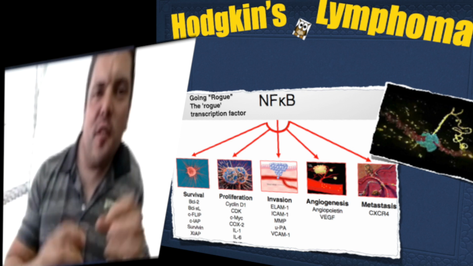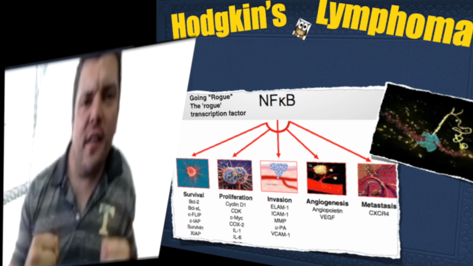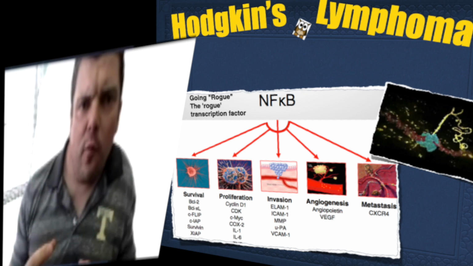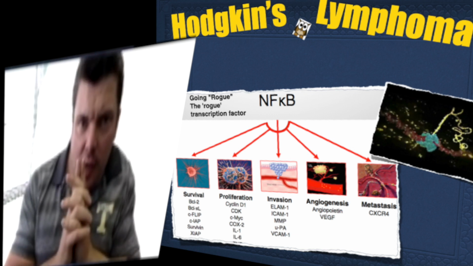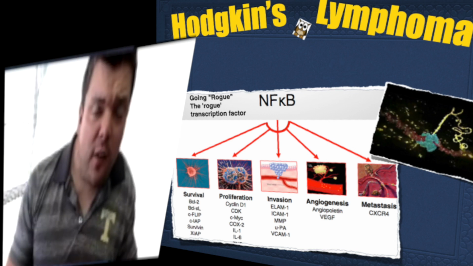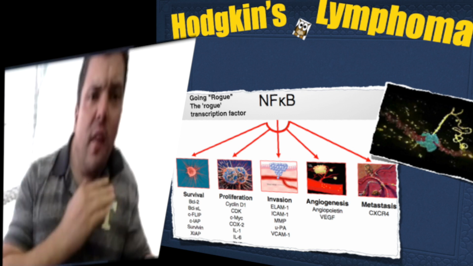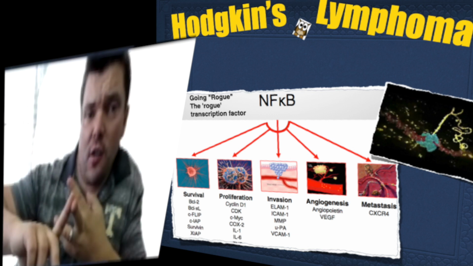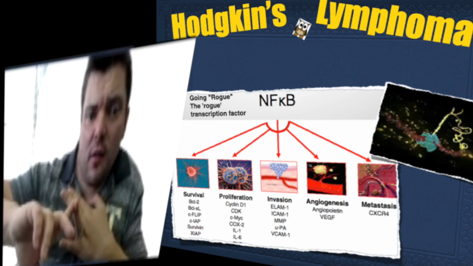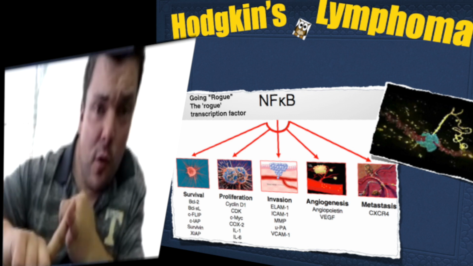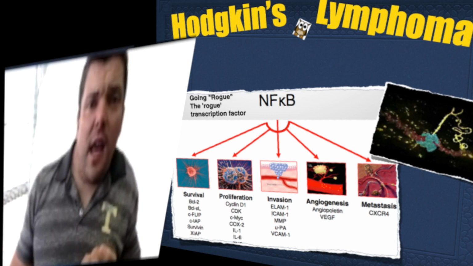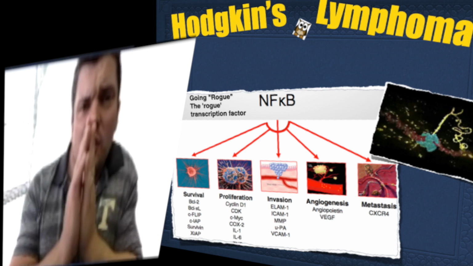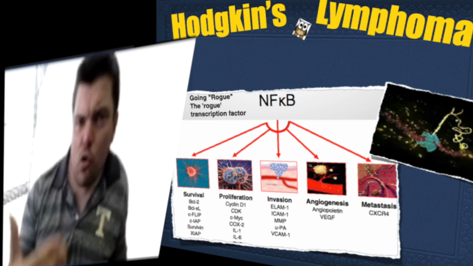So normal transcription is a tightly controlled process. In roughly 50% of Hodgkin's lymphoma patients, there's an inflammatory transcription factor called NF-kappa B that is transcribing genes for survival, proliferation, invasion, the production of new blood vessels, which is called angiogenesis, and the spread of lymphoma cells, called metastasis. And it's doing so all the time in a very uncontrolled fashion.